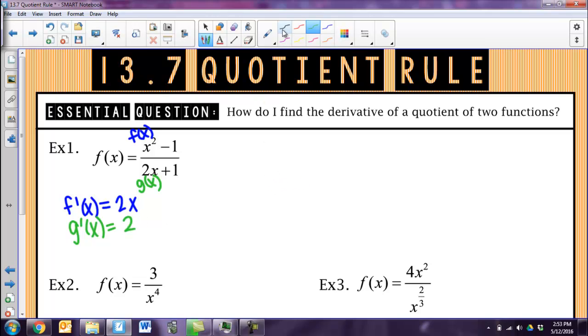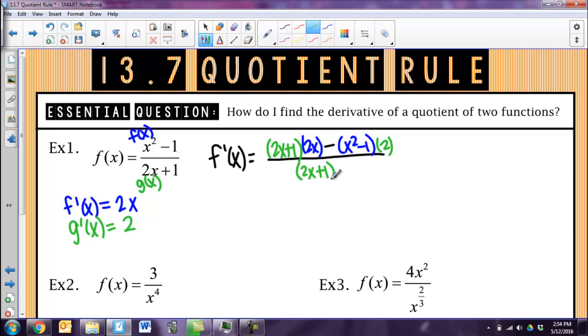And so now I'm going to apply that formula. I want to find the derivative of this entire function, and it's going to be pretty long. So I'm going to have low, my g of x. I'm going to take that whole function, d high, so the derivative of the top, minus high, so the whole top function, d low, which is the derivative of the bottom, which we said was 2, all over low. So I'm going to have 2x plus 1 quantity squared. And I would be really great if you got to this point.